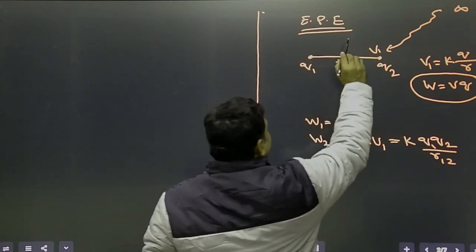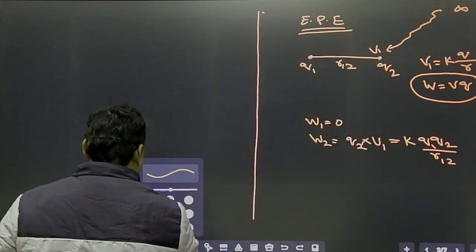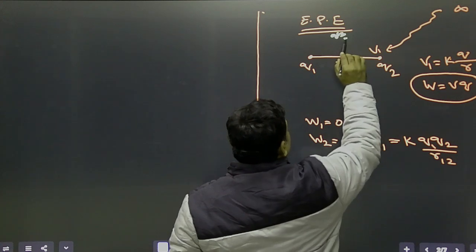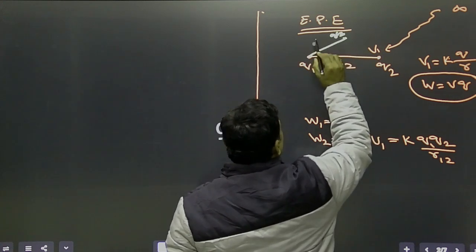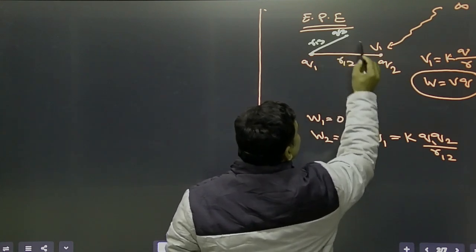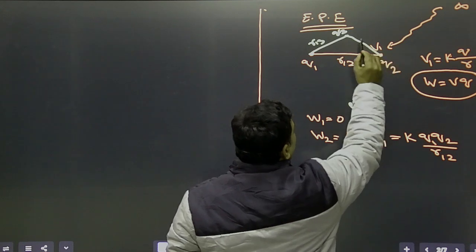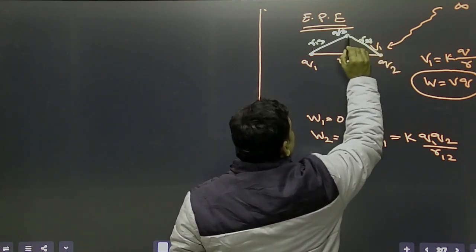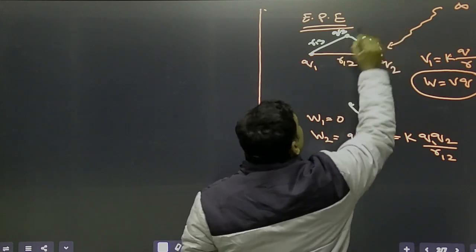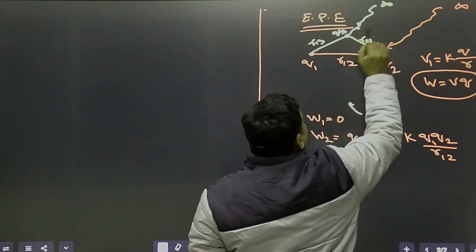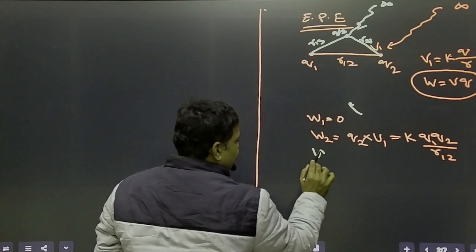Suppose we are bringing another charge, the third charge q3. The distance between q1 and q3 will be, suppose, r13, and the distance between q2 and q3 will be r23. In this case I have to find out the work done in bringing this charge q3 from infinity to this point. Let this work done be w3.